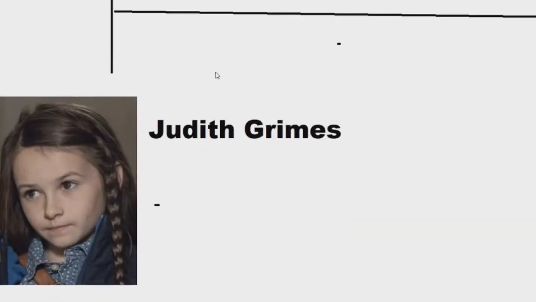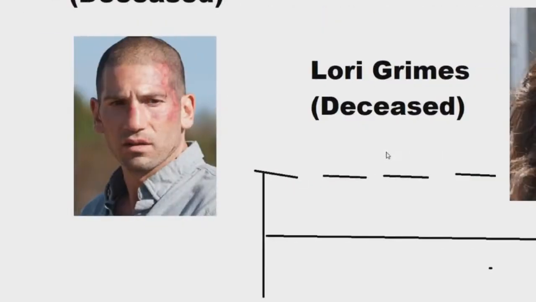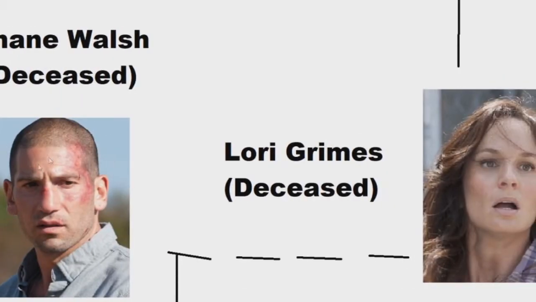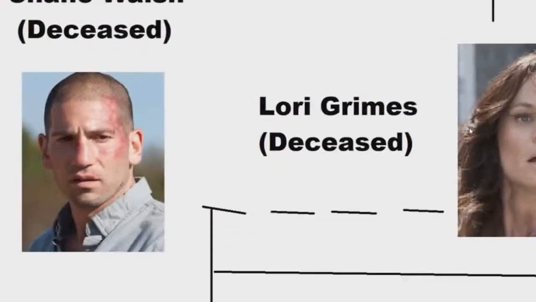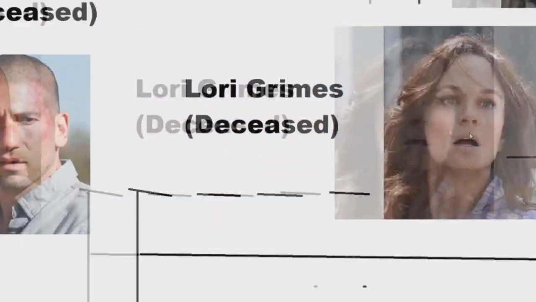Now, for a long time, people were unsure whether Judith was the daughter of Rick or the daughter of Shane Walsh, who is, of course, Rick's best friend and who looked after Lori after the apocalypse started and Rick was still in the hospital. And also presumed dead, may I add.